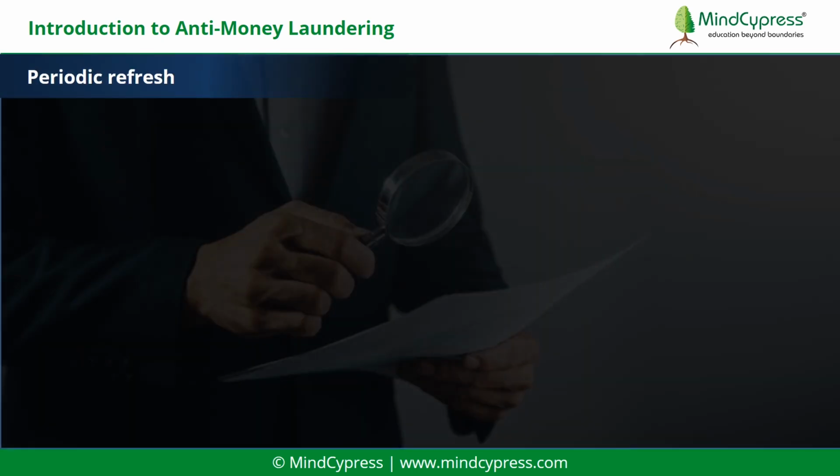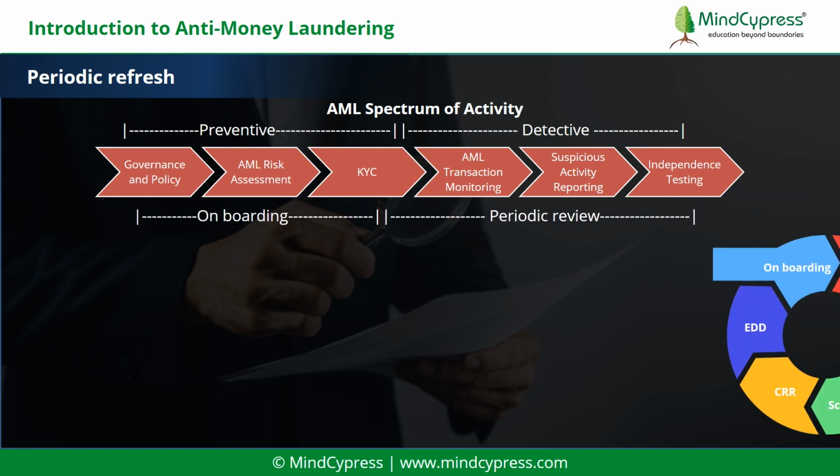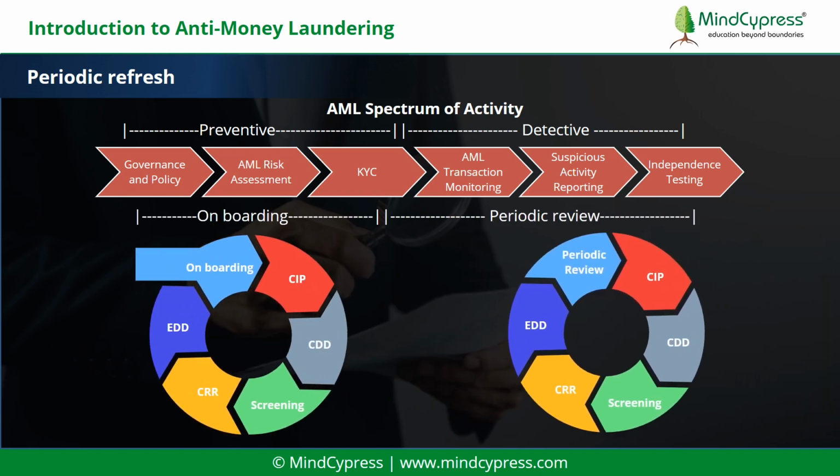Let's understand periodic refresh. An ML spectrum of activity: preventive, detective, or onboarding, periodic review. In addition to collecting customer information at onboarding, periodic refresh or ongoing due diligence is also conducted, in which customer information is refreshed on a risk basis to ensure that the information is accurate, current, and complete. If the refresh identifies significant changes to the customer's risk profile, then the required KYC must be completed to satisfy the requirements of the new risk rating customer type. Below are the types of periodic reviews.